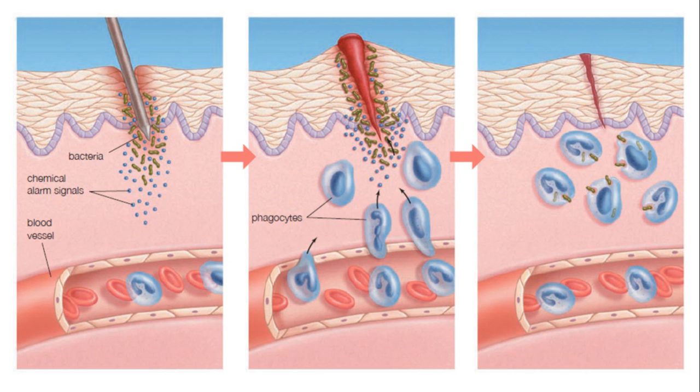Here again we have another example, so we can see here that a nail has penetrated the skin. We see that the blood vessel has become a bit permeable, and we can see the phagocytes moving to that site, and these phagocytes engulf the bacteria that is causing the infection.